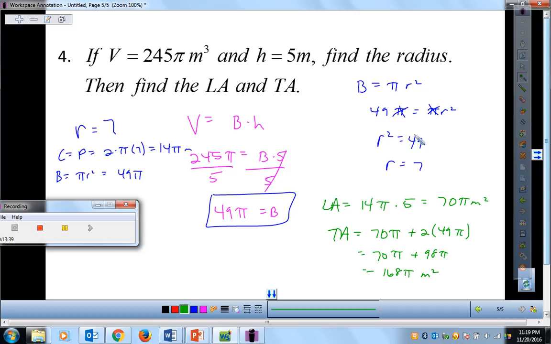So that wraps up cylinders for us. Again, cylinders are very, very similar to the prisms. Think of them as circular prisms because, of course, they have the same properties, same formulas as the prisms, just with circular bases.